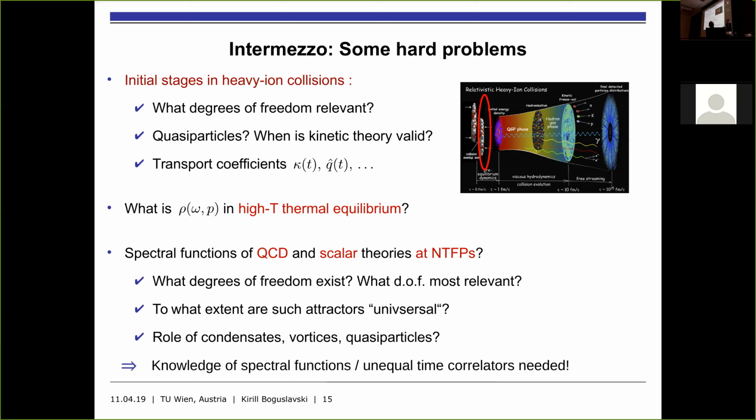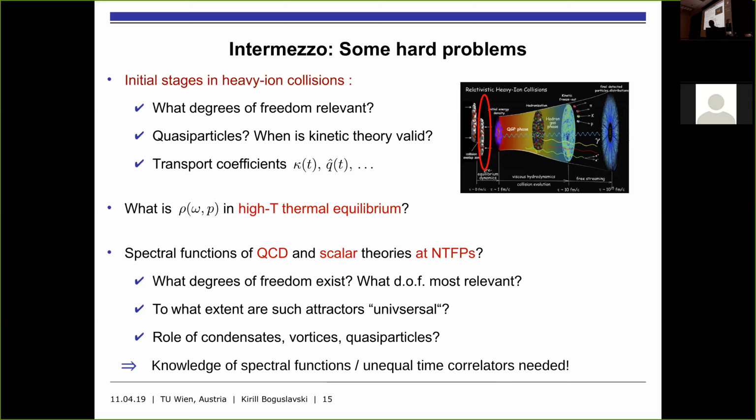So questions concerning, for instance, what degrees of freedom are relevant at the initial stage, when can I start speaking of quasi-particles, and when does kinetic theory become relevant? What about transport coefficients as functions of time? These are all questions that are connected more to unequal time correlation functions. Basically, take a correlation function phi phi, but take one phi at one time, the other at another time, and this will give you much more information than from equal time correlations.